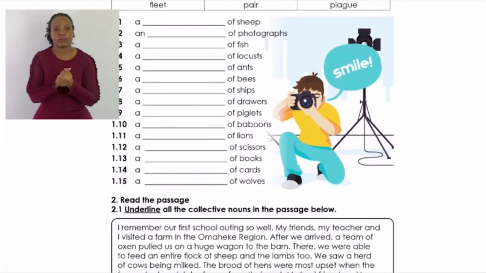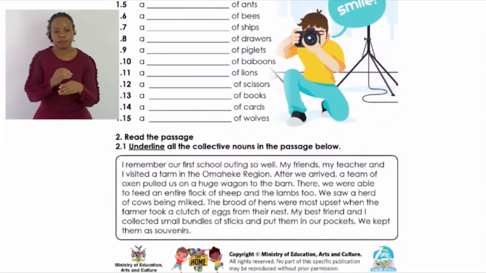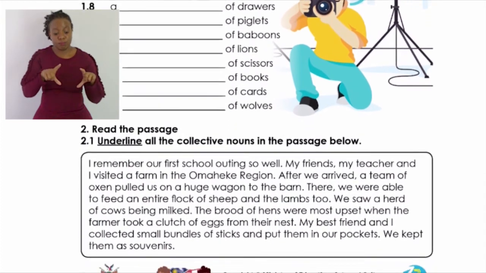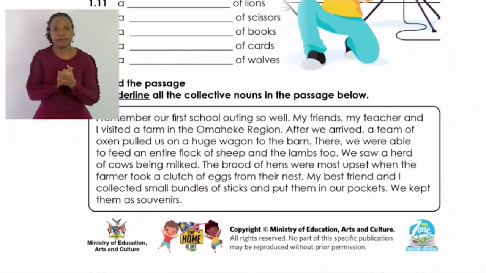Let's quickly look at activity 2. Read the passage. It says, underline all the collective nouns in the passage below. We underline the collective nouns, or you highlight if you have a highlighter.